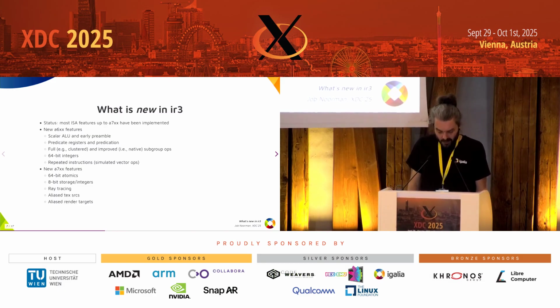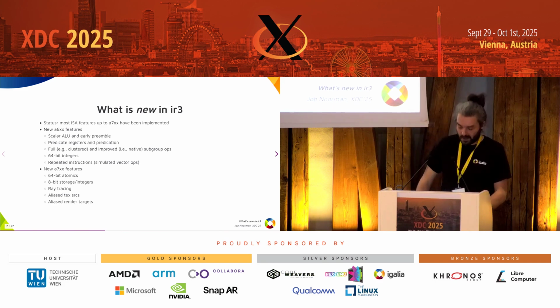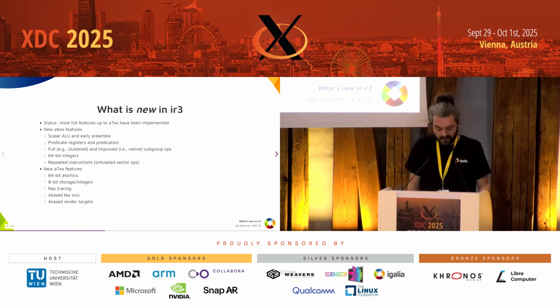We improved support for subgroup operations. So Adreno supports subgroup operations since the A600 series, but initially only in a very limited form. So more advanced instructions were added that we added support for. Also some more advanced operations at the API level, like clustered subgroup operations. Added support for 64-bit integers, which is mainly NIR lowering, but we had to do some custom lowering for, I think, also subgroup operations in ir3. We have support for repeated instructions, which I will talk a bit about in the next slide.